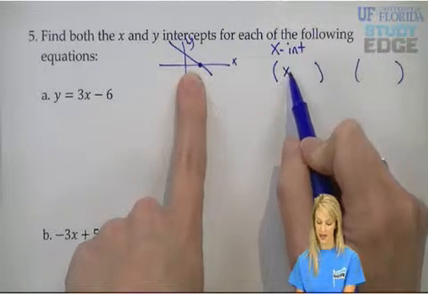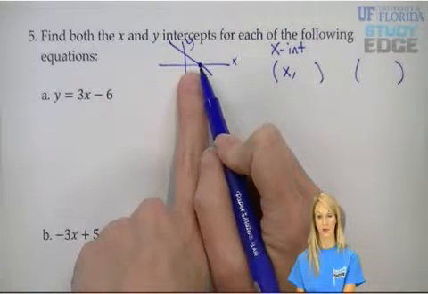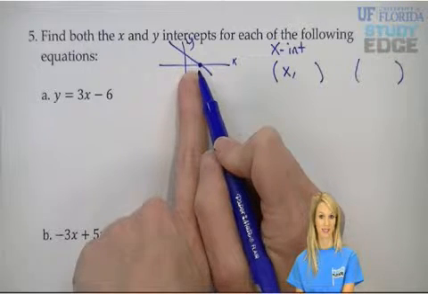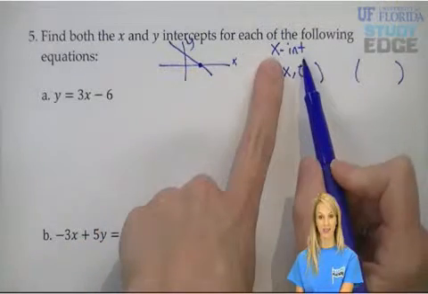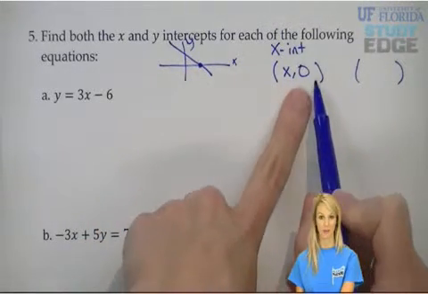What's the value of x for that point? We don't know. It's some value x. What's the value of y? How far up is it or down is it on your y-axis? It's not. It's on your x-axis. Y is equal to 0. So your x-intercept is always going to have the form x comma 0.